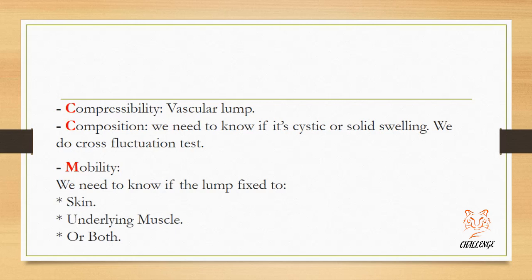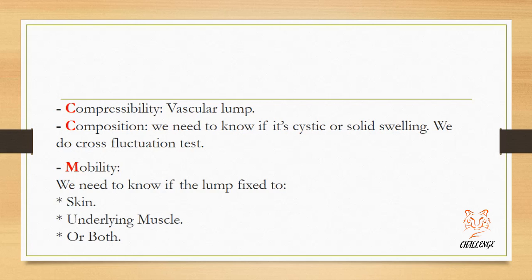M stands for mobility. In this section, we need to know if the lump is fixed to skin or underlying muscle or fixed to both of them. We know if the lump is fixed to skin or not by trying to pinch the skin over it. If we are able to pinch the skin over it, this means this lump is not attached to skin. And we know if it's attached to muscle or not by putting the underlying muscle in action and trying to move the lump. If we are able to move the lump, this means the lump is not attached to muscle. And if you are not able, this means the lump is fixed to the underlying muscle.